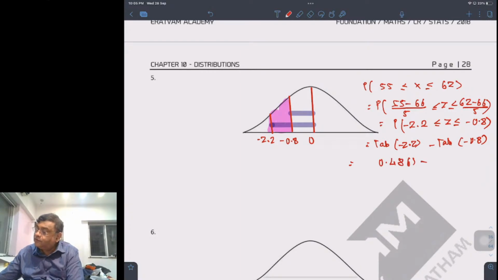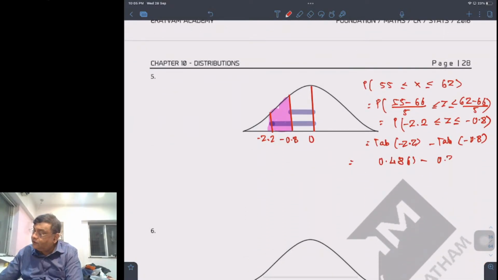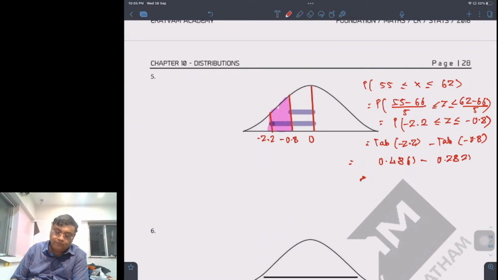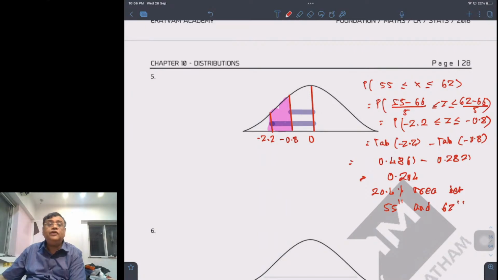And that minus, now what is the value for 0.8? It is 0.2821. So 0.4861 minus 0.2821 happens to be equal to 0.204. Now that is the probability, and what it means is 20.4% of the area is between 55 inches and 62 inches. Is that clear?